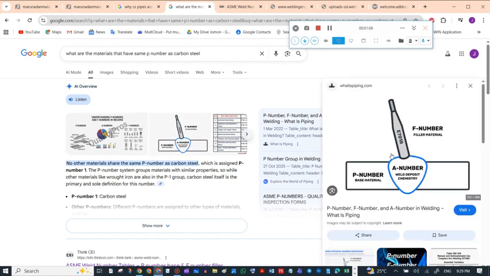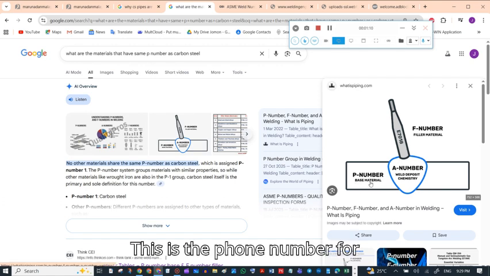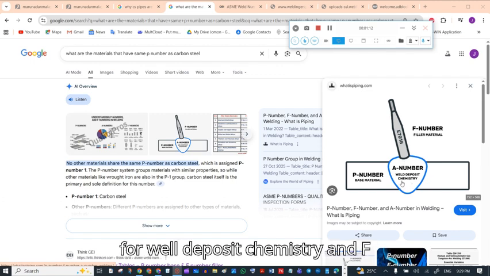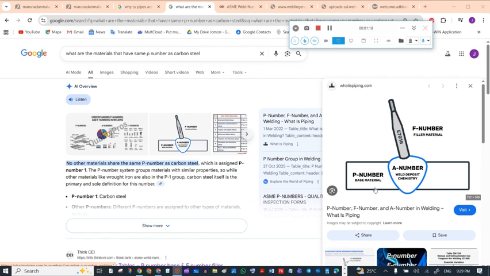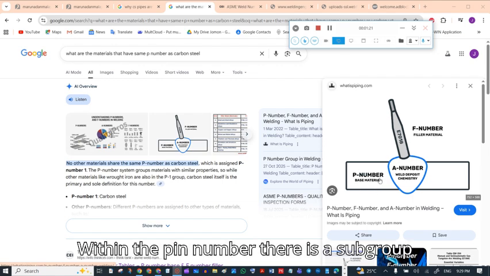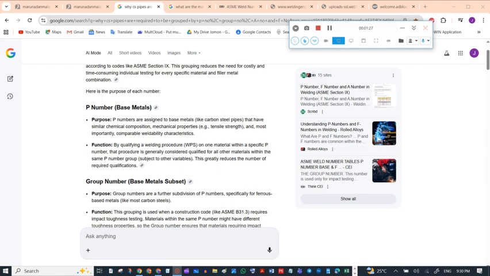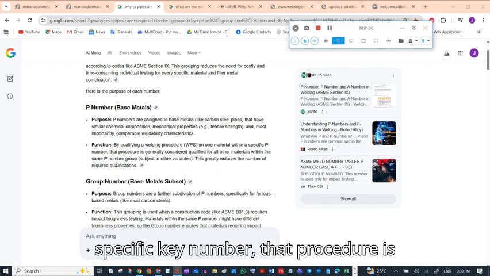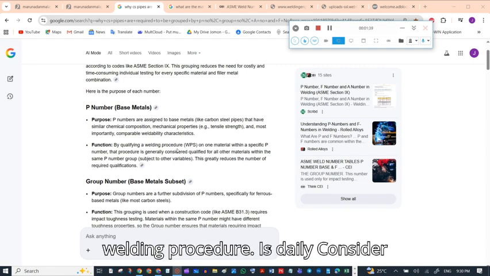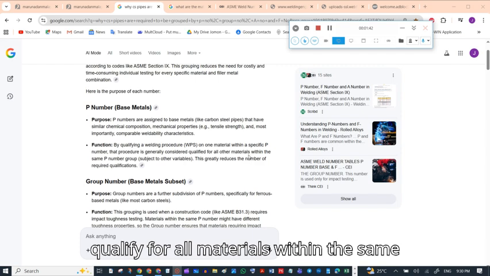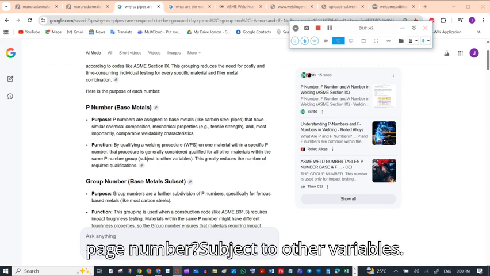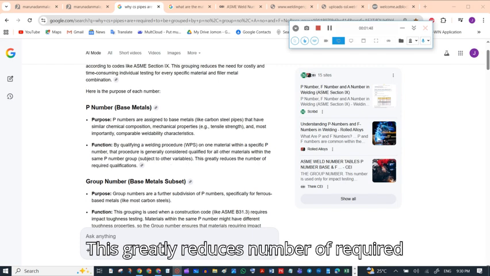This P number is for base material, A number is for weld deposit chemistry, and F number is for filler material. This G number is within the P number. This is a subgroup of the P number. So the function of P numbers is that if our material has a specific P number, that welding procedure is generally considered qualified for all other materials within the same P number group, subject to other variables. This greatly reduces the number of required qualifications.